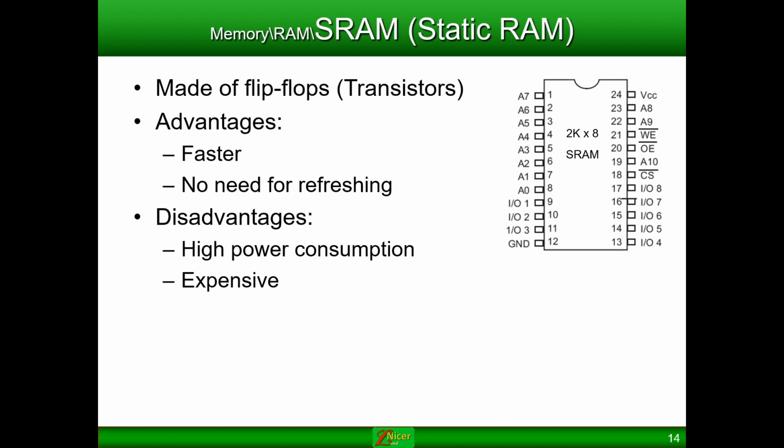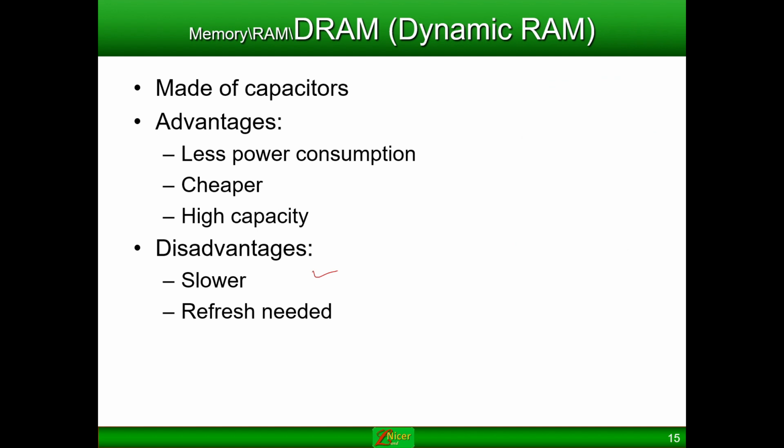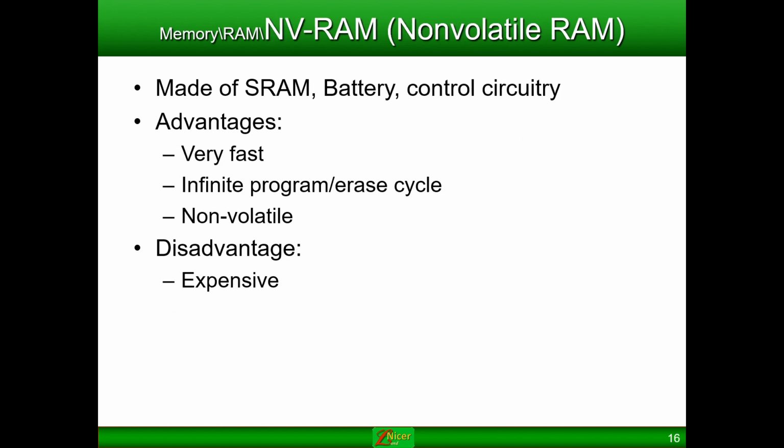Then we have SRAM. The RAMs are made up of flip-flops, transistors. Advantages are that it is faster and there is no need for refreshing. RAM is also known as a volatile memory or temporary memory. RAM stores data, and when we switch off the computer, it erases everything. So it's a temporary memory, it's faster and needs no refreshing. Disadvantages are high power consumption and expense. The RAMs made up of capacitors, dynamic RAM, use less power, are cheaper, and have high capacity. Disadvantages are they are slower and refresh is needed.